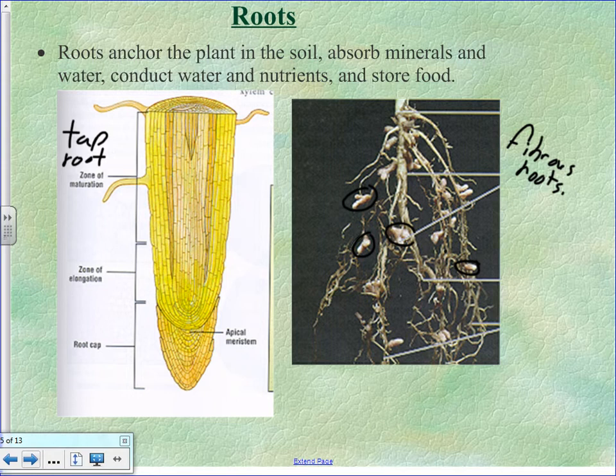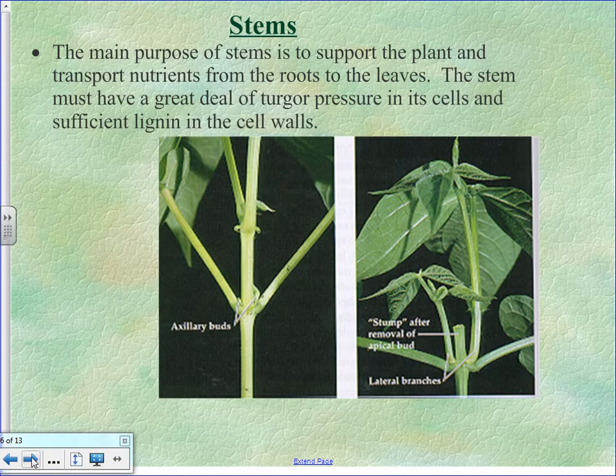All right, so that's what roots do. Okay, anchor the plant, absorb minerals and water, conduct water and nutrients, store food. Okay, stems. Stems are the highway. They're the transport system between the two places where all the business gets done.